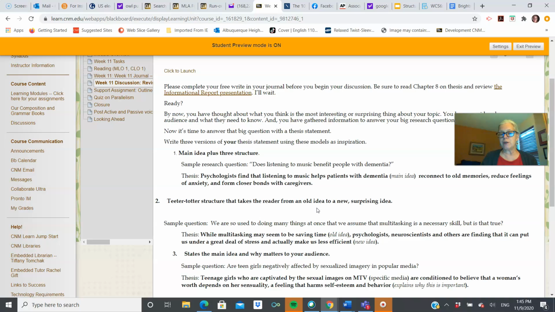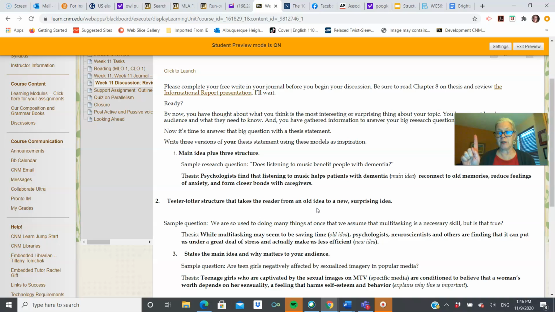Let's say that your sample research question is, does listening to music benefit people with dementia? And then the thesis, psychologists find that listening to music helps patients with dementia, which is the main idea, reconnect to old memories, reduce feelings of anxiety, and form closer bonds with caregivers. Did you catch that? It's main idea plus 3. If I can answer that question, does listening to music benefit people with dementia? But how, right? I should have added that to the question. Does listening to music benefit people with dementia, and how does it do so? That's the big question. Main idea.